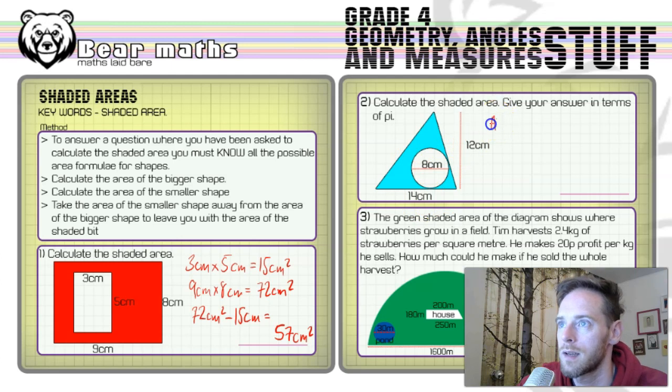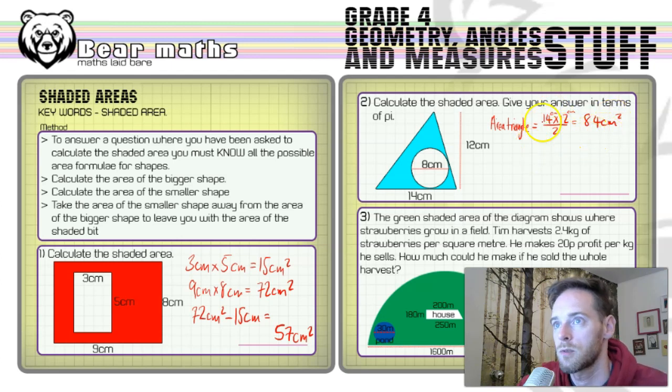I'm going to write this down. Area of the triangle equals 14 multiplied by 12 divided by 2. So that's 7 times 12, which is 84 centimeters squared, because that's in centimeters. I just did 14 divided by 2, basically, and then multiplied it by the 12. So the area of the triangle is that, right? We need that in the next bit of our calculation.